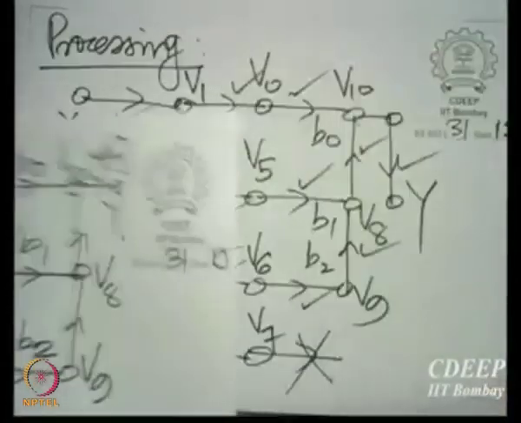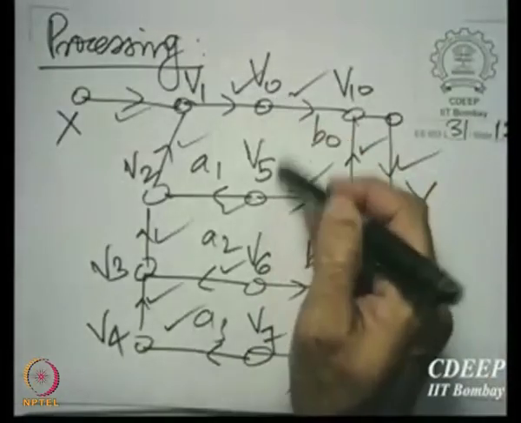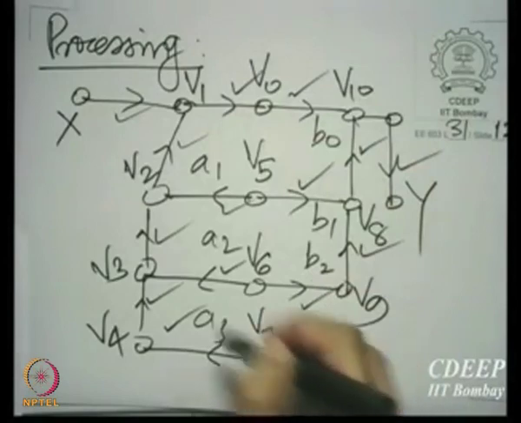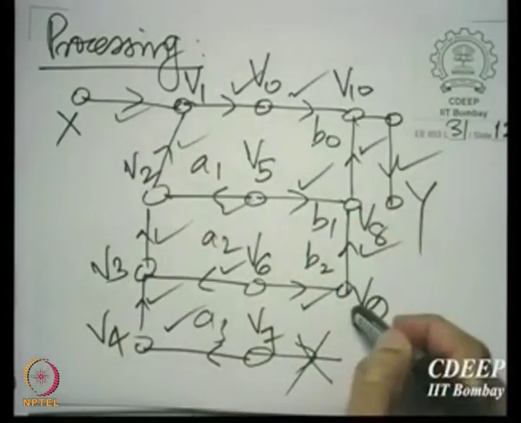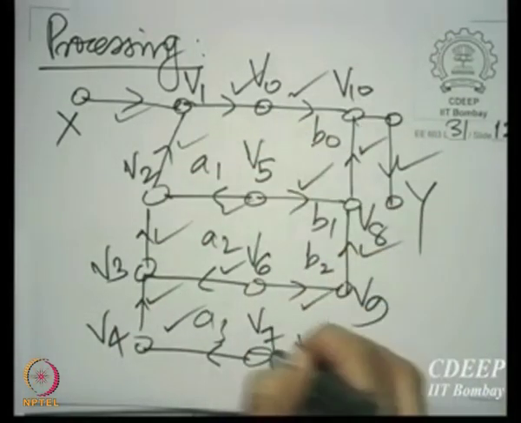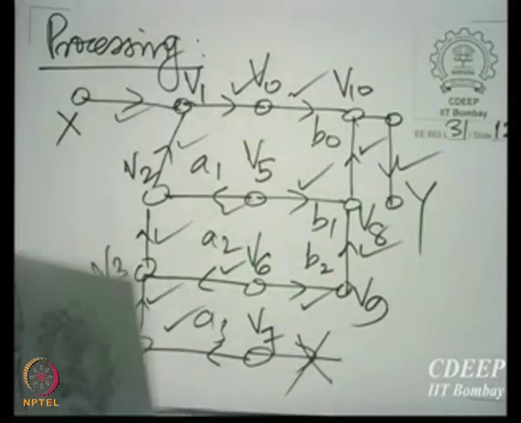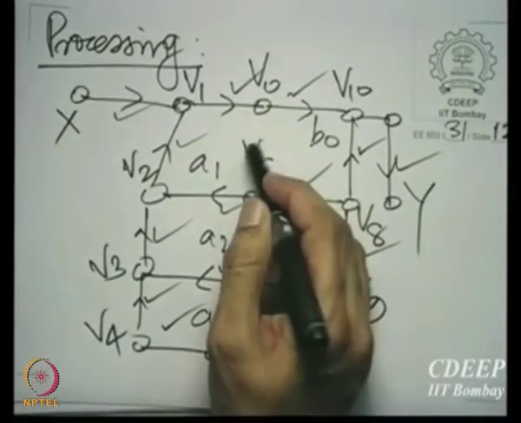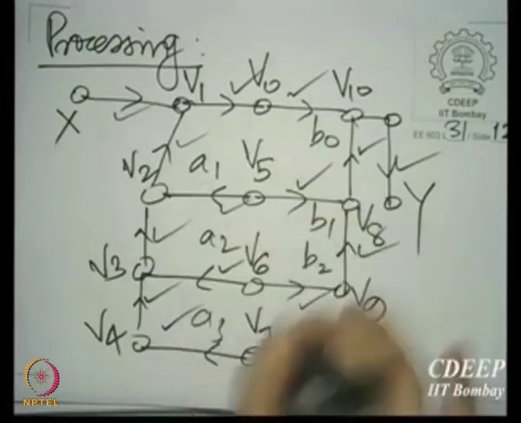Compare this. So we have essentially retained V0, V5, V6, V7, all the nodes. We've retained all the nodes, but we've cut off all the edges carrying delays. And the multipliers are retained as they are.